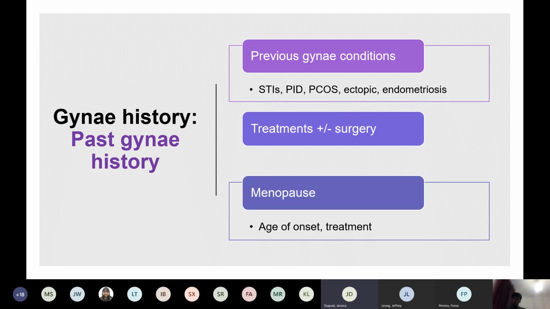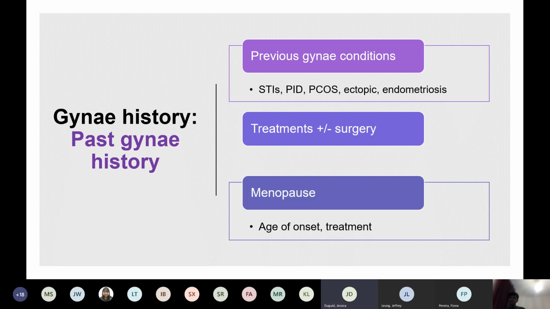So can anyone name any gynae conditions? I know most of you probably haven't started yet or done much work, but any conditions that you can name? PCOS, yep. PCOS is polycystic ovarian syndrome, which is a big condition. Endometriosis, pelvic inflammatory disease, fibroids.